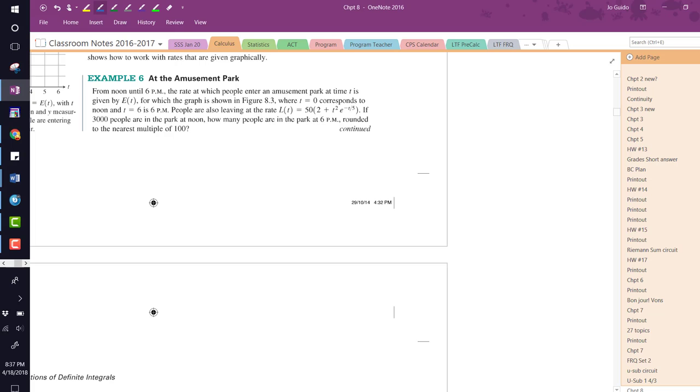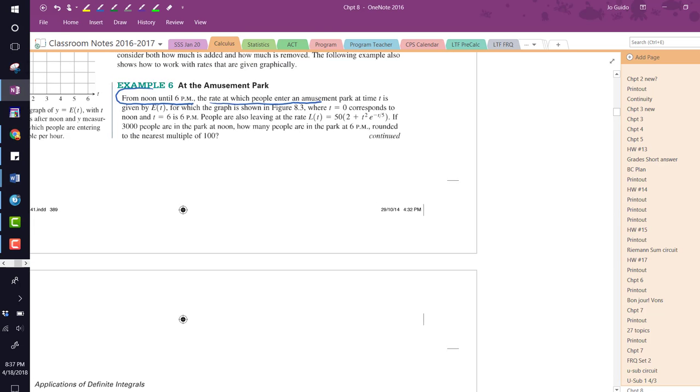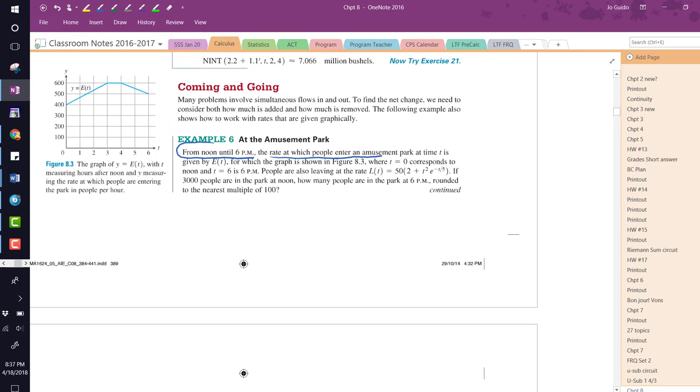All right, so in this problem, from noon until 6 p.m., the rate at which people enter an amusement park at time t is given by the function e of t, for which the graph is shown in figure 8.3. So that graph represents the rate at which people enter the park. People are also leaving the park at a rate that is equal to an equation. So the question says if there are 3,000 people in the park at noon.